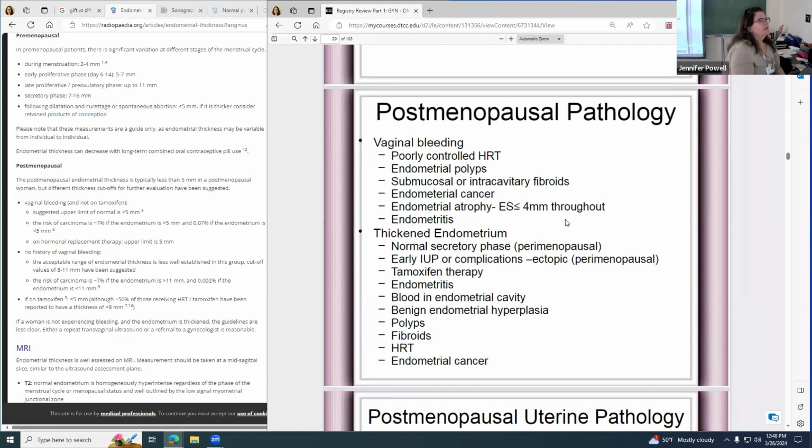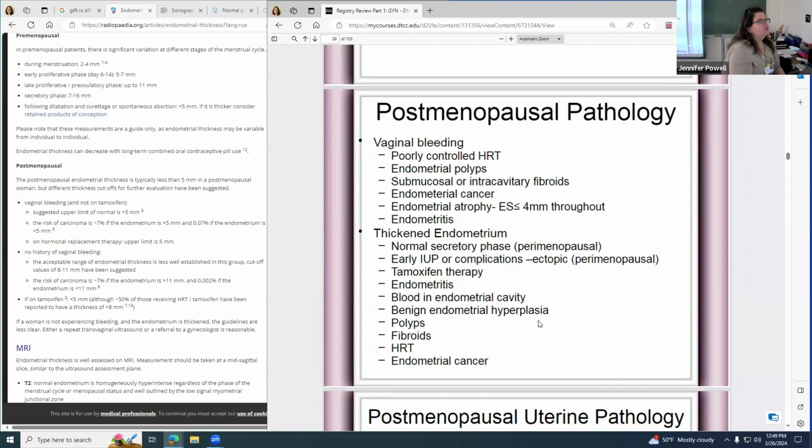Endometritis. If they have a thickened endometrium, well, of course, if they are not at that 12-month mark and they're still in perimenopause and getting periods, it could just be normal. Early intrauterine pregnancy or complications with an ectopic, again, in perimenopause. They could be on tamoxifen therapy, endometritis, blood in the endometrial cavity, benign endometrial hyperplasia.